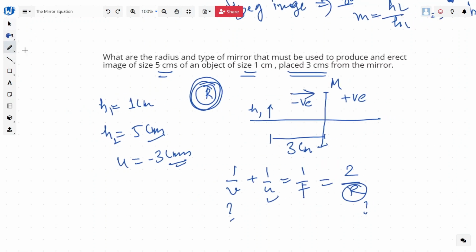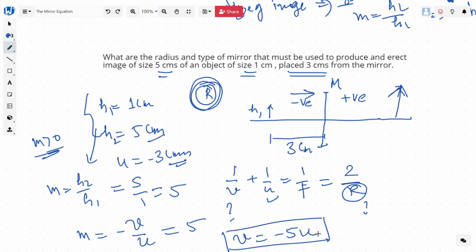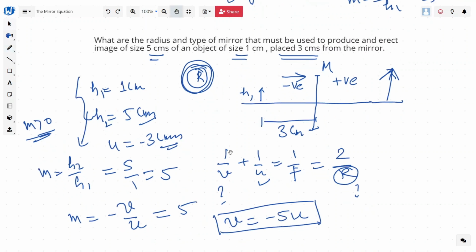From the heights we know the magnification. It says that the image has to be erect, which means the magnification has to be greater than 0. So m is h2 by h1, that is 5 by 1, which is equal to 5. We also know that m is equal to minus v by u. So here it is going to be 5, and v is going to be equal to minus 5u. Now we have v in terms of u, and we'll be able to solve.